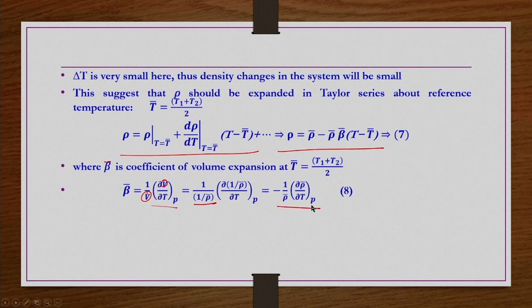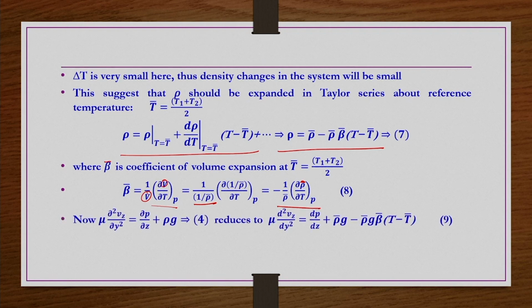So, we get minus 1 by rho bar dou rho by dou T at constant P. There should not be a bar here, because rho bar is a constant value: dou rho by dou T at constant P. If you substitute this in equation number 4, in place of rho g, rho should be replaced by rho bar minus rho bar beta bar (T minus T bar). So then we get this equation.